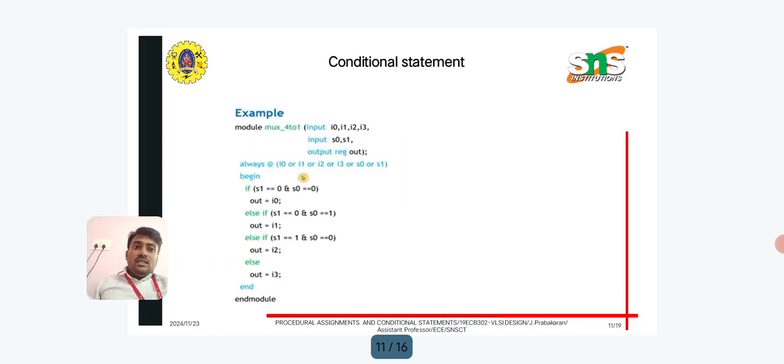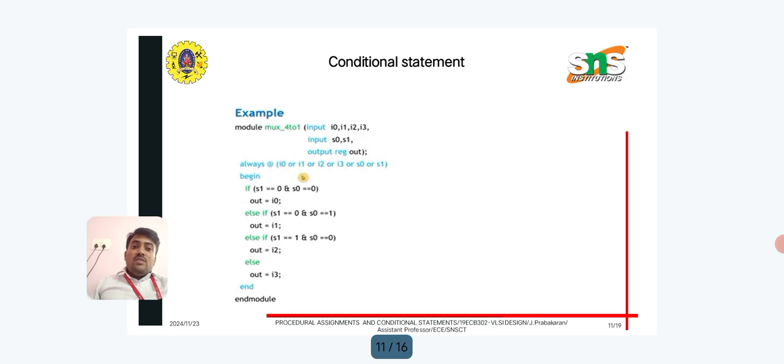And this is the example for the conditional statement, that is the if statement. Here, a 4 cross 1 mux. Inputs are 4 and there are 2 selector lines, and 1 output. The input variables are I0, I1, I2, I3, the selector line variables are S0, S1, and the output is out, in an always at block.